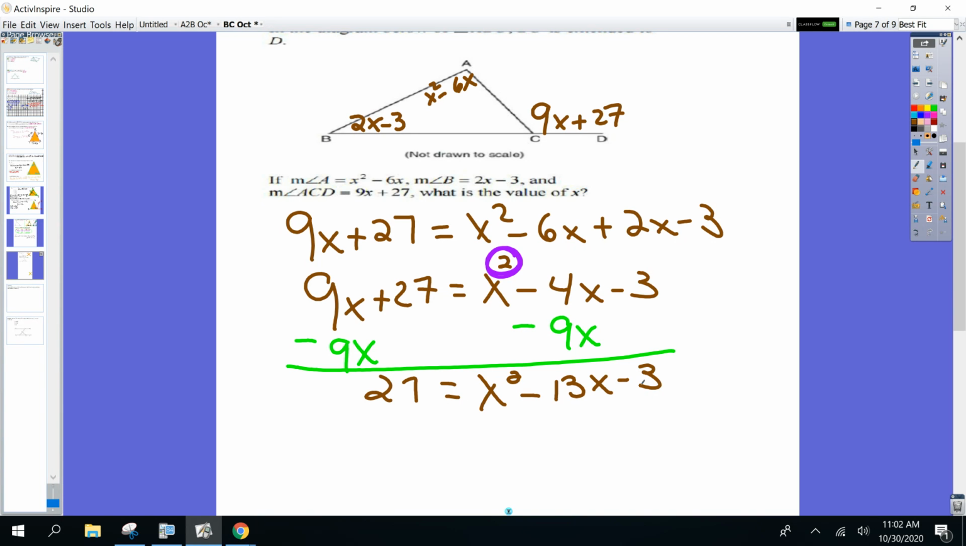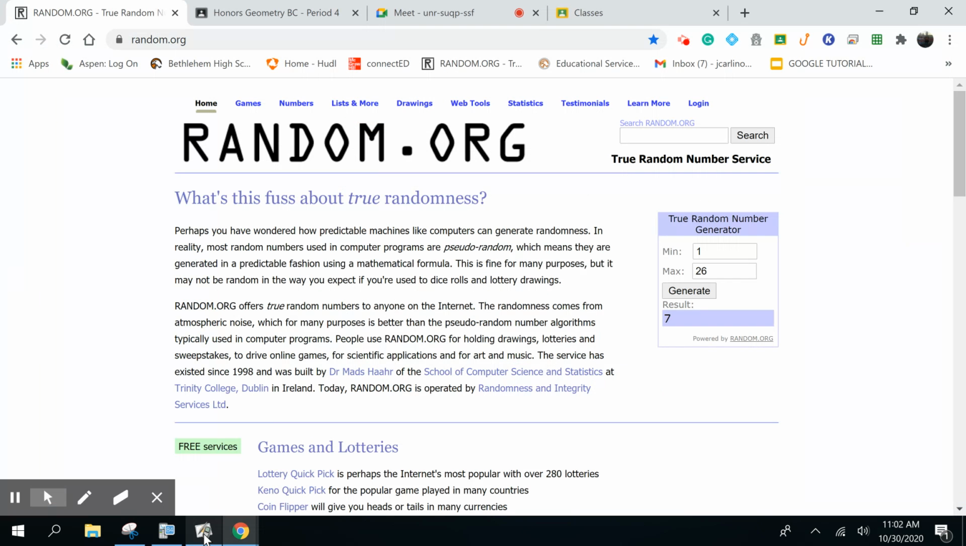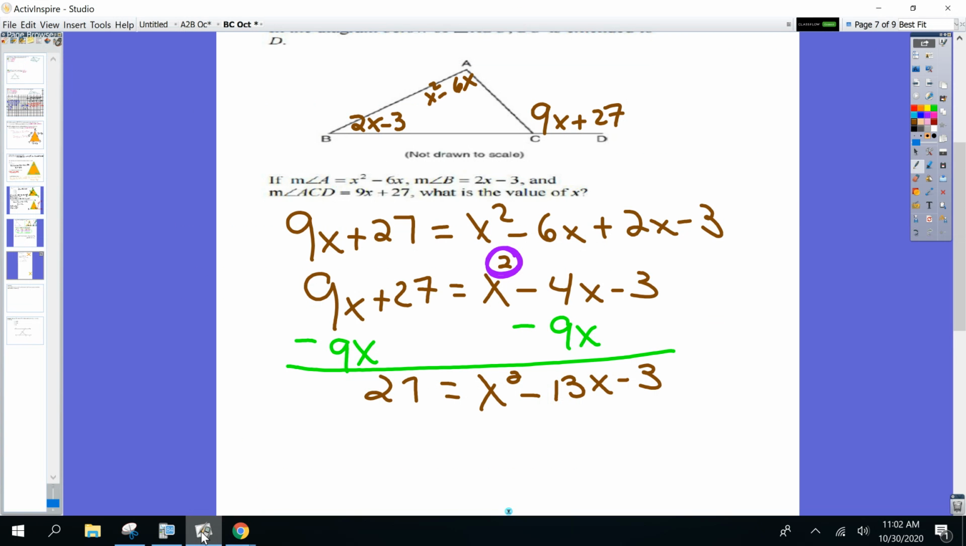Still not equal to 0 yet. How do I move the 27 over? Ooh. Oh, I told you! Anthony, let's go! You subtract the 27 from both sides. Darn right.